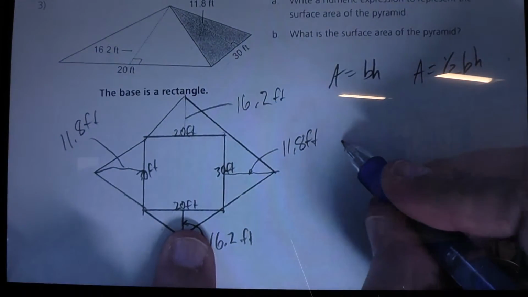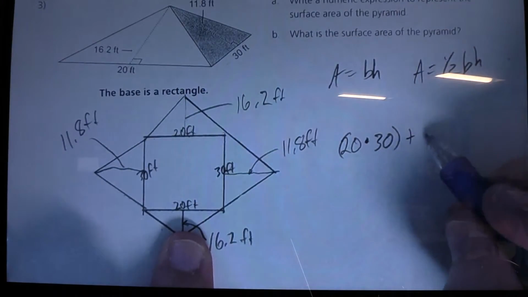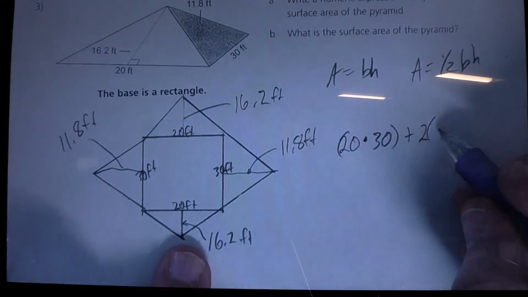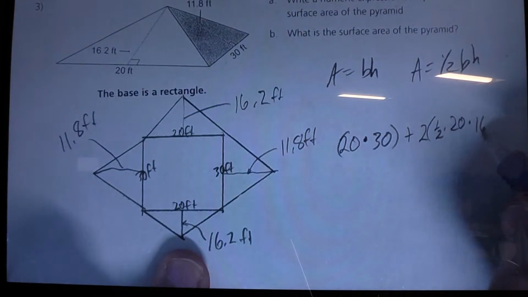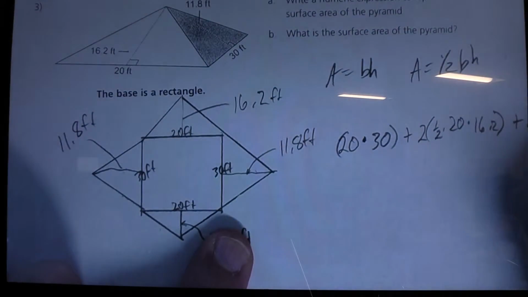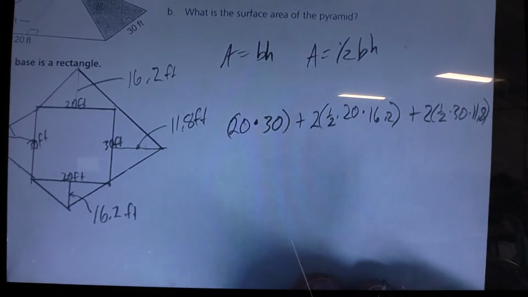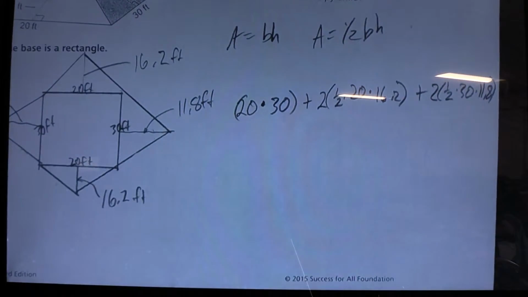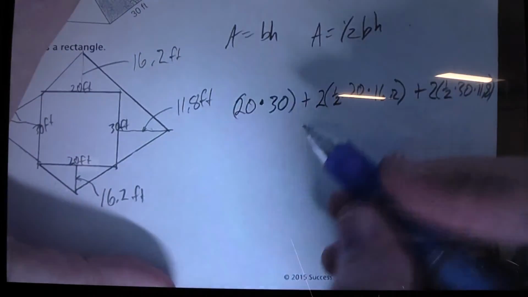So 20 by 30, so 20 times 30, I'm going to group that together, plus 2 times, well these are both half times the base is 20 times the height 16.2, plus, and now I'm going to get these here, 2 times half times 30 times 11.8, and there you go. So that's my numeric expression, and all I have to do is just finish it out. This is going to be pretty easy. So 20 times 30 is 600.